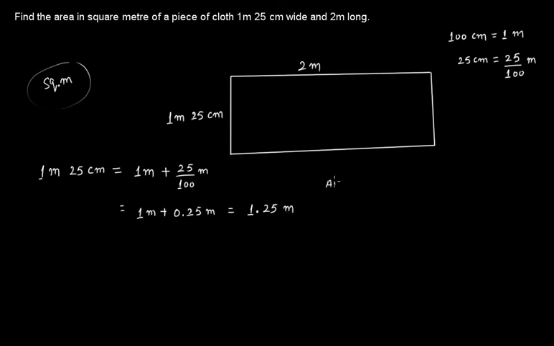Now, in order to find the area, you have 2 meter times 1.25 meter. And if you solve it, 2 times 5 is 10, 2 times 2 is 4, plus 1 is 5, and you get 2.50 square meter. This will be the area of this rectangle in terms of square meter.